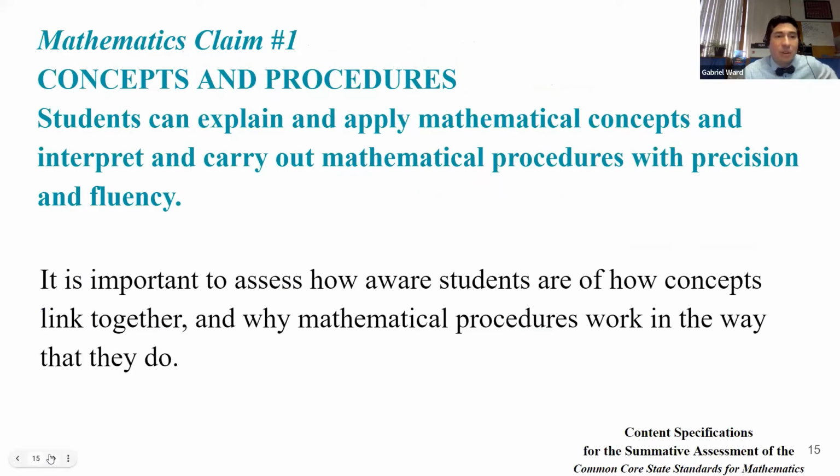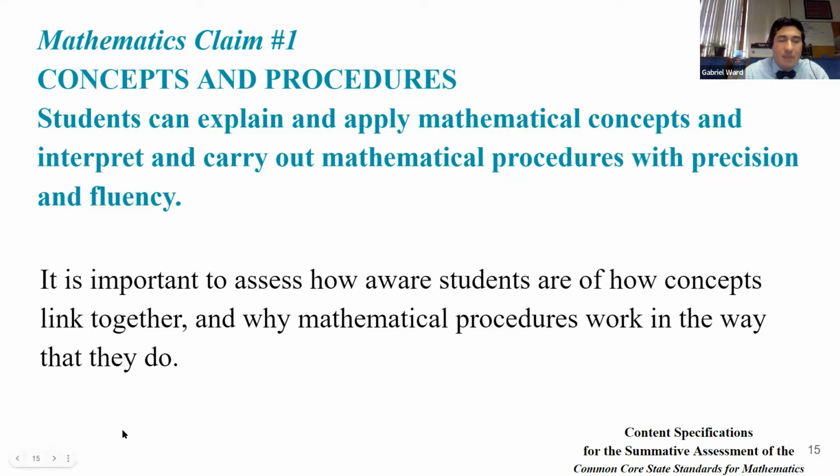Now, what is claim 1? I always say it's usually where it's clear cut. Students know what they need to do. Doesn't mean they can do it, but they know what needs to be done, right? So I have a problem, maybe it's adding fractions. I know I have this fraction plus this other fraction. That's the claim 1 problem.